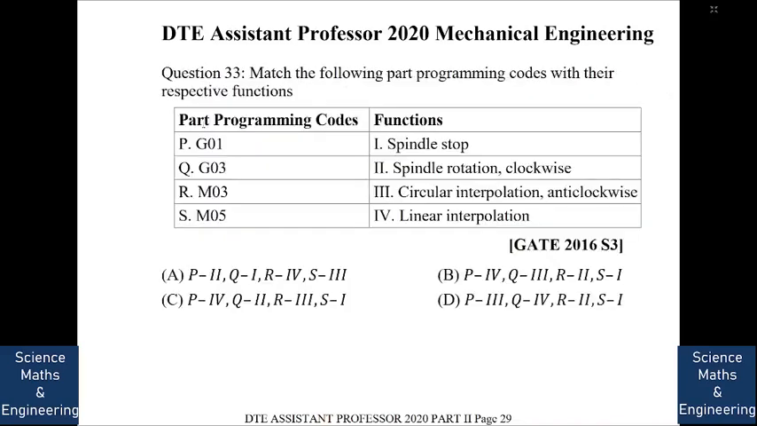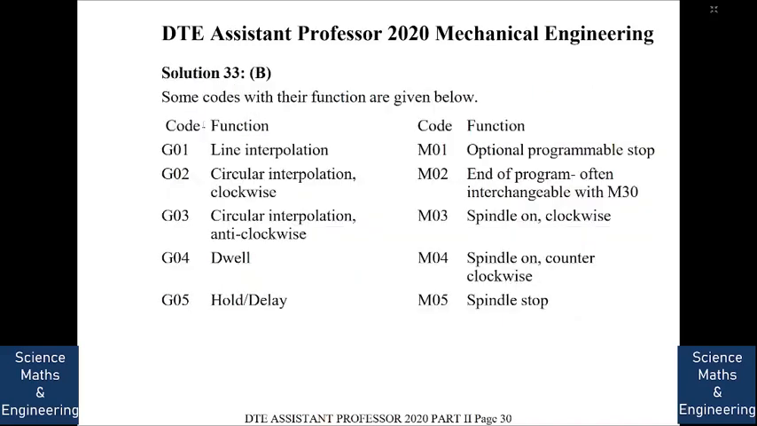Next, match the following part programming codes with their respective functions. So we have G1, G3, M3 and M5. Here I have given the codes with the functions for around 10 codes. So G1 is for linear interpolation, G3 is for circular interpolation anti-clockwise, M3 is for spindle on clockwise, and M5 is for spindle stop. You can also check the other codes. So option B is the correct answer.